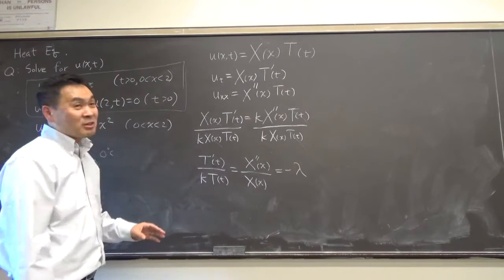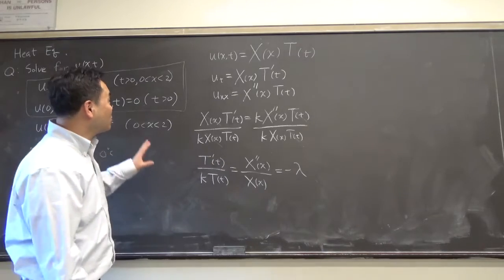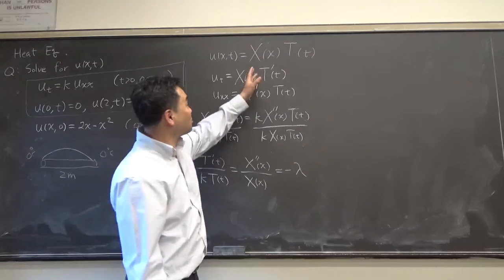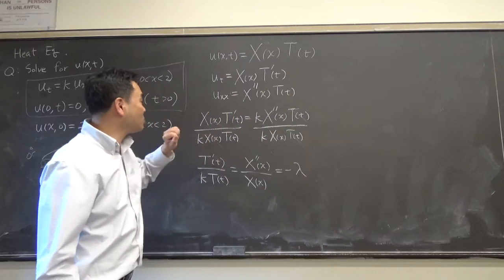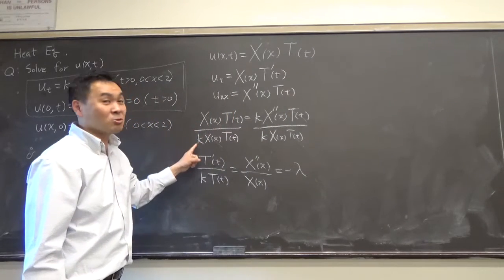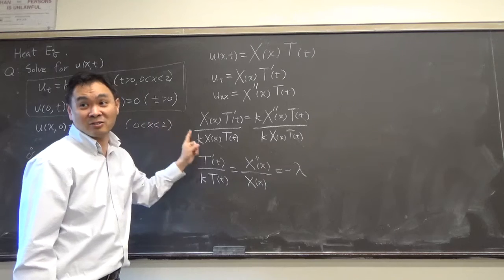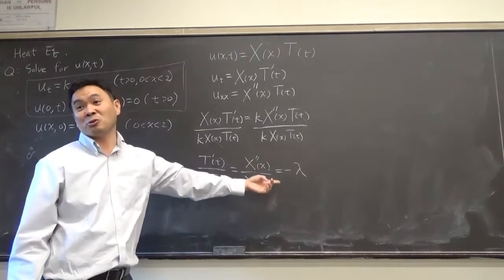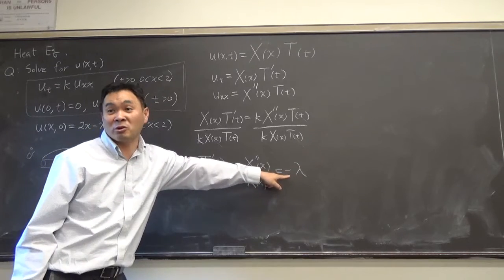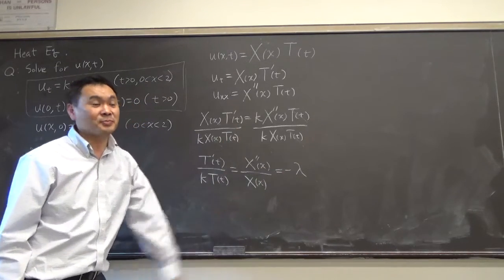So far I expressed three ideas. First, we look for building blocks that look like a function of x times a function of t. And then when you plug it in, you want to do this crucial step of dividing by kXT. Then suddenly you can make an argument that this has to equal to some constant, and that one we're going to name it as negative lambda, right? Okay.